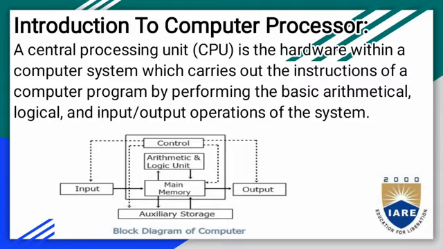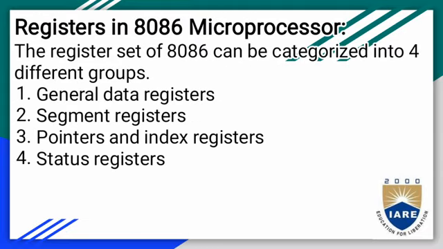Moving further. Registers that are present in 8086 microprocessor. The register set of 8086 can be categorized into 4 different groups. They are general data registers, also known as general purpose registers, segment registers, pointers and index registers, and status registers.